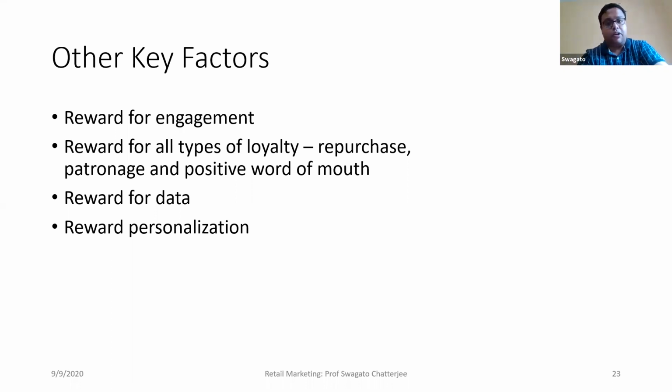Reward for all types of loyalty. For example, loyalty is not only repurchase, loyalty is also patronage, loyalty is also positive word of mouth. You have to not only focus on the repurchase behavior. Let's say there are 2 retail stores and one retail store is giving lots of discounts. Now, if a customer does not switch from you to that retail store, you should reward this customer. That is patronage behavior he is showing. He is not purchasing from you right now, but he is not switching from you to the other retail store also. So that is patronage you have to reward.